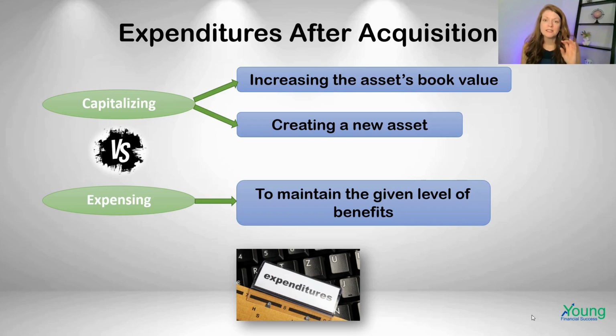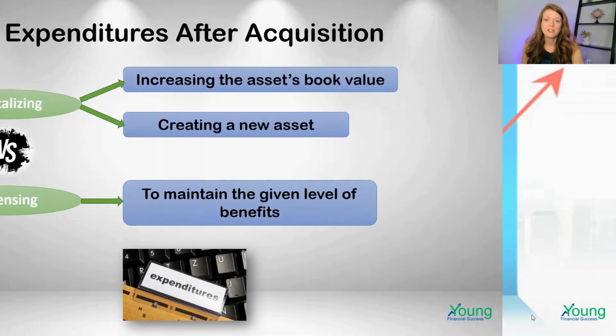The capitalizing comes if you are increasing the asset's book value or creating a new asset. So we're going to dig into this further. And expensing it is if you're just maintaining the normal level of the asset already. You're not adding to it. You're not increasing the future benefit of the asset. You're just maintaining it in order to keep it running the way that it should.